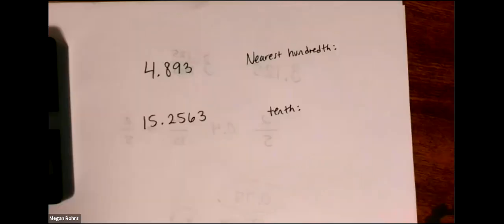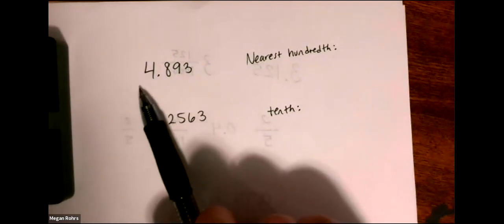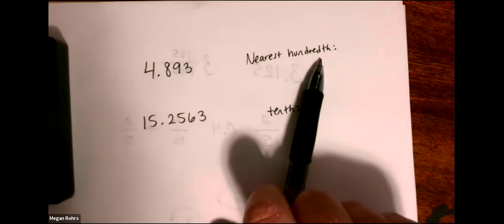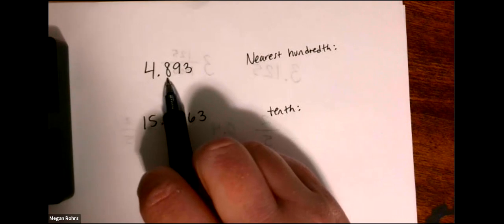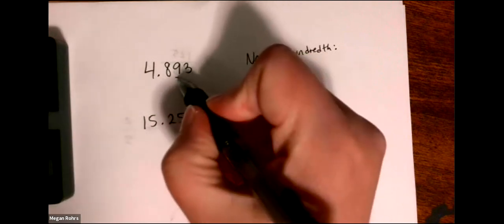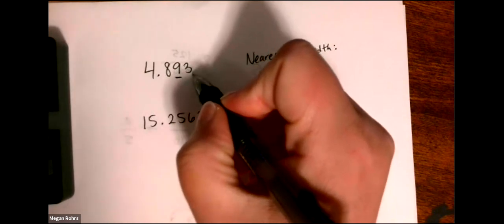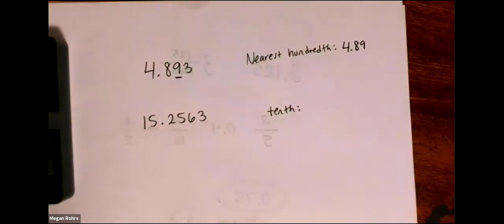Go through a couple more examples here. Here we have 4.893. I want to round this to the nearest hundredth. Well, let's look at our decimals here. This is my tenths place, this is my hundredths place, so this is what I want to round to. So I look to the right here. This is less than 5, so I'm going to round down, keep this at 4.89.